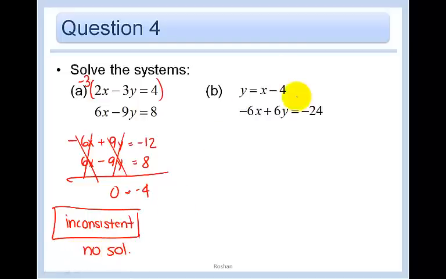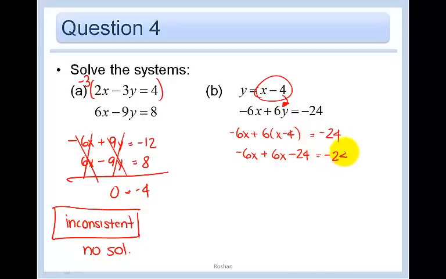All right, so let's do this one. What does it look like we should use? That one is just made for substitution. Yeah, we put this instead of y in this equation. We're going to just stick in this x minus 4. So, negative 6x plus 6 times x minus 4 is equal to negative 24. And negative 6x plus 6x minus 24 equals negative 24.